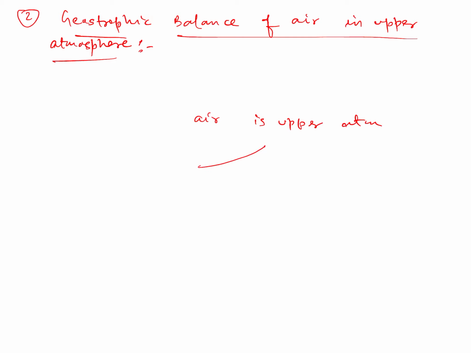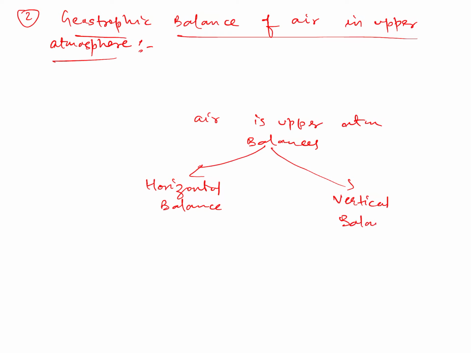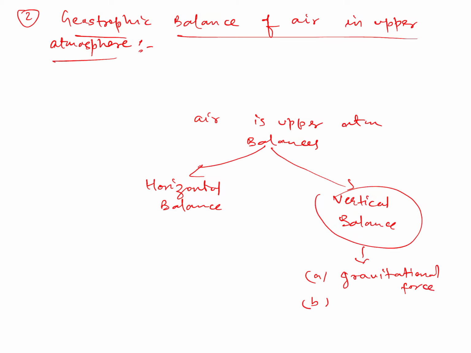Upper atmosphere is under two kinds of balances. One is the horizontal balance, and second is the vertical balance. In the vertical balance, the air is in balance because of two forces: one acting towards the center of the earth, called the gravitational force, and second, which is opposite to the gravitational force and equal and opposite, that is called centrifugal force. Now this is acting in the vertical direction.